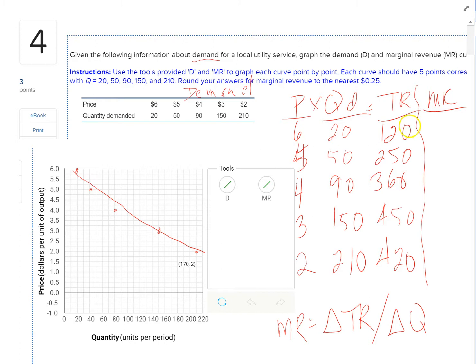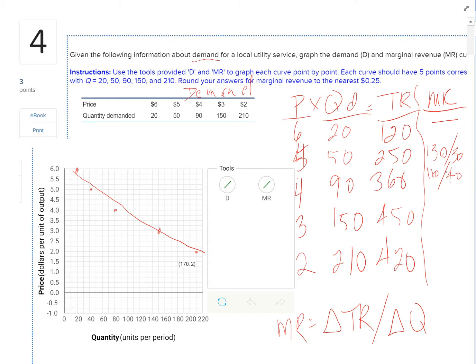Your change in total revenue for that first one, well, you're not going to have one for that first one. For the second one, your change in total revenue is 130. However, it's going to be 130 divided by the change in quantity. So it goes from 20 to 50. So it's going to be 130 divided by 30. The next one's going to be your change, which is 110, right? 250 to 360 is 110, divided by 50 to 90, which is 40.